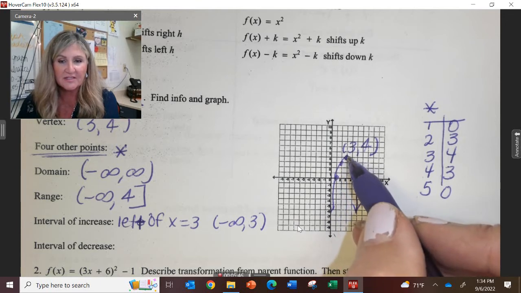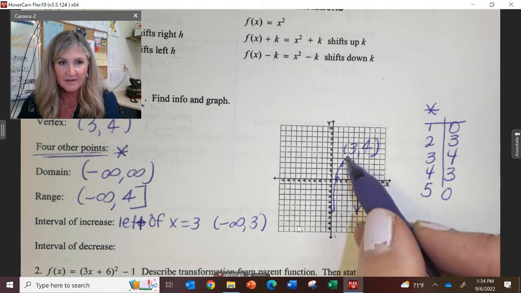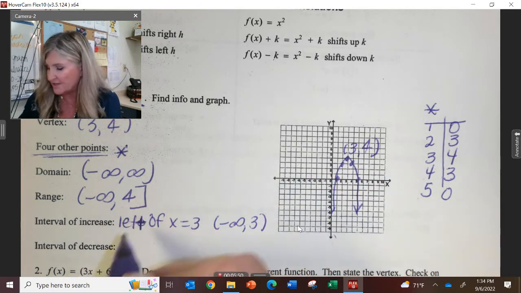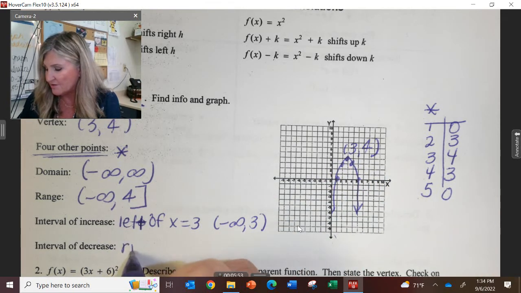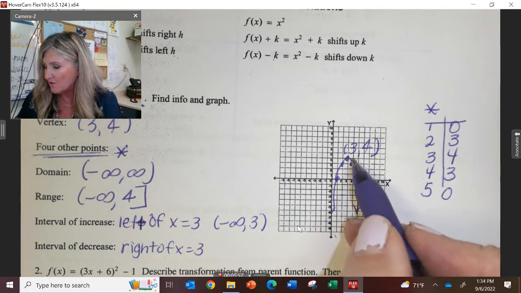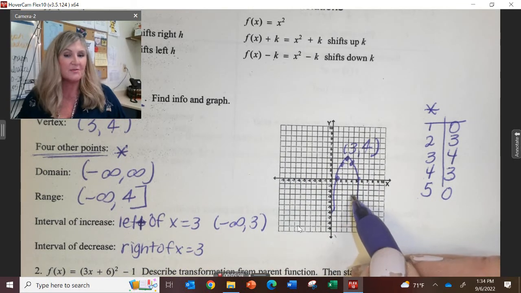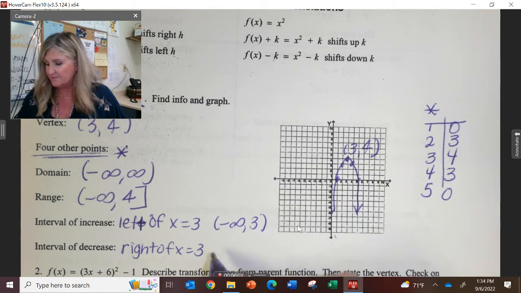What x values are causing the function to decrease then? The ones to the right of x equals 3. What are those going to be then? All the numbers larger than 3. 3 to what?